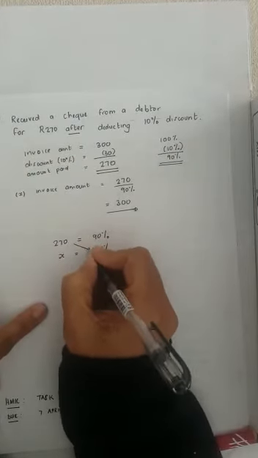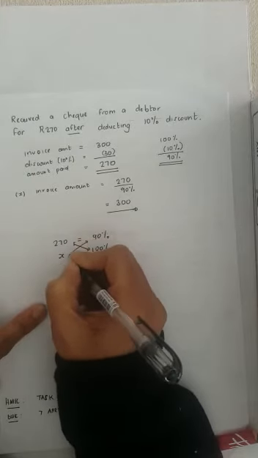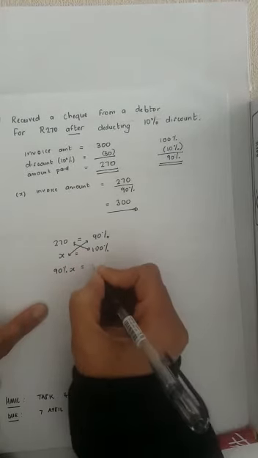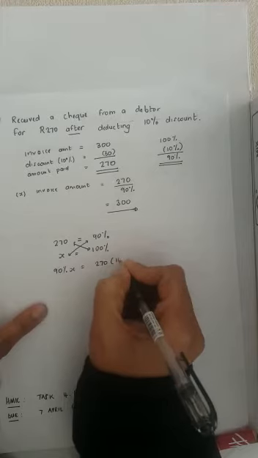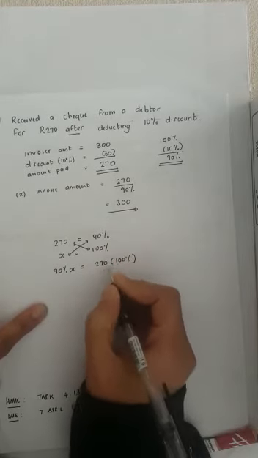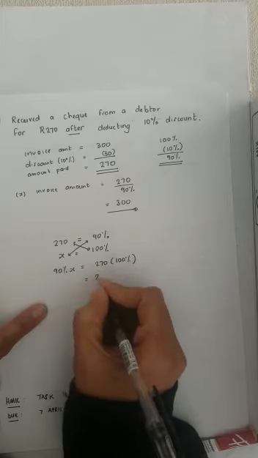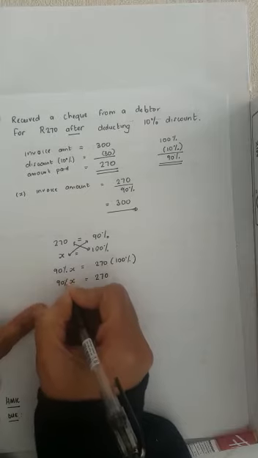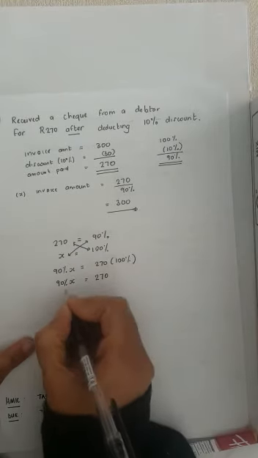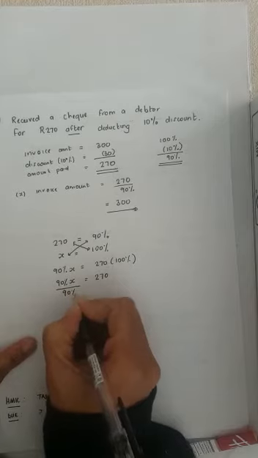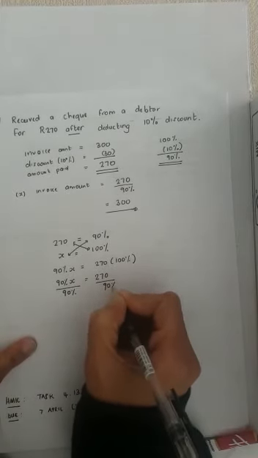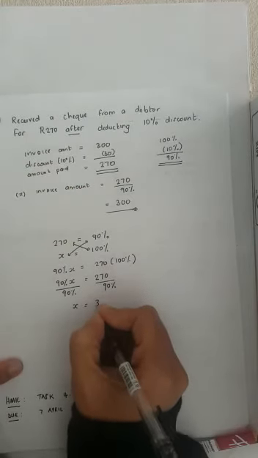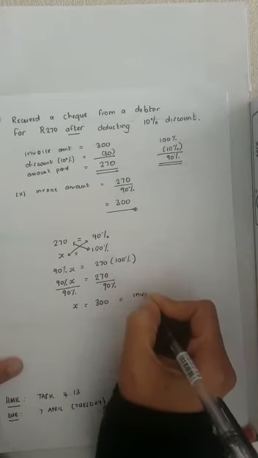So now I'm going to cross multiply to find my X. Okay, so I'm going to say 90% X is equal to 270 multiplied by 100%. We know if we multiply anything by 100%, it remains the same. So it would be 270, and I've got 90% X is equal to 270. I'm dividing both sides by 90. And if I solve for my X, I'm getting 300, which would be equal to my invoice amount.